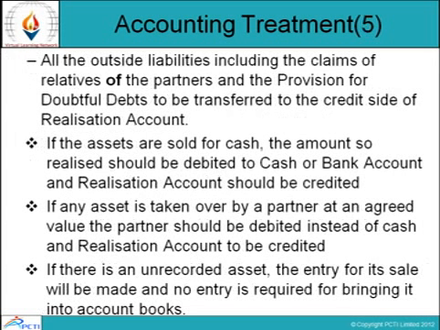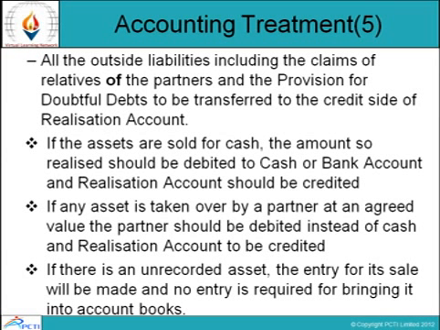Then accounting treatment 5, all the outside liabilities including the claims of relatives of the partners and the provision for doubtful debts to be transferred to the credit side of the realization account. If the assets are sold for cash, the amount so realized should be debited to cash or bank account and realization account should be credited.